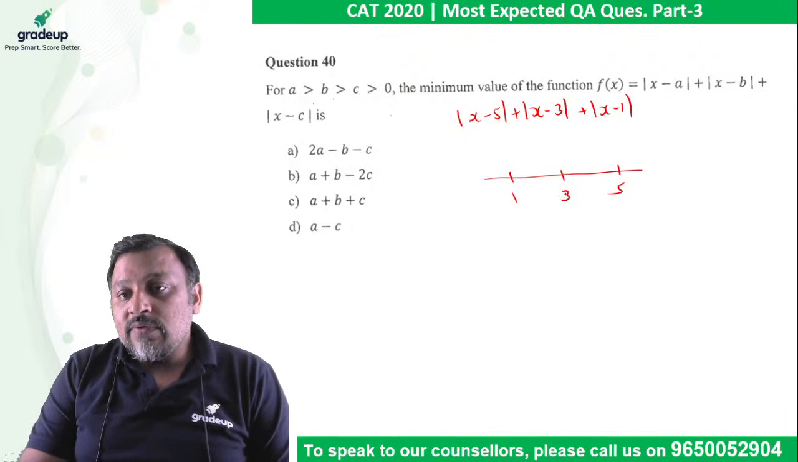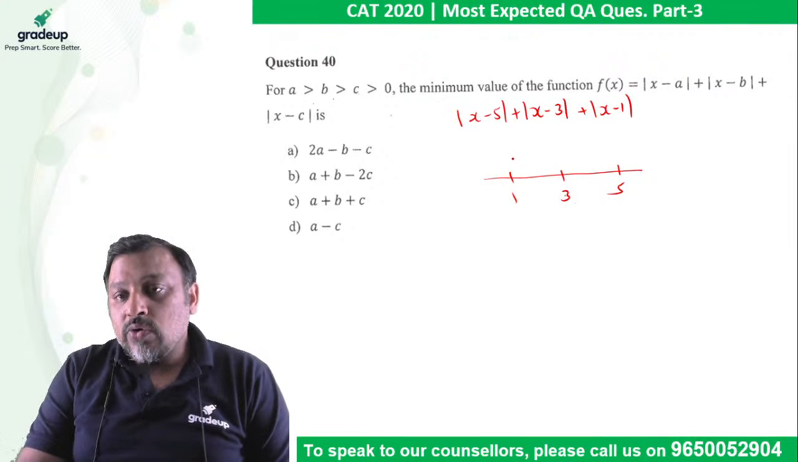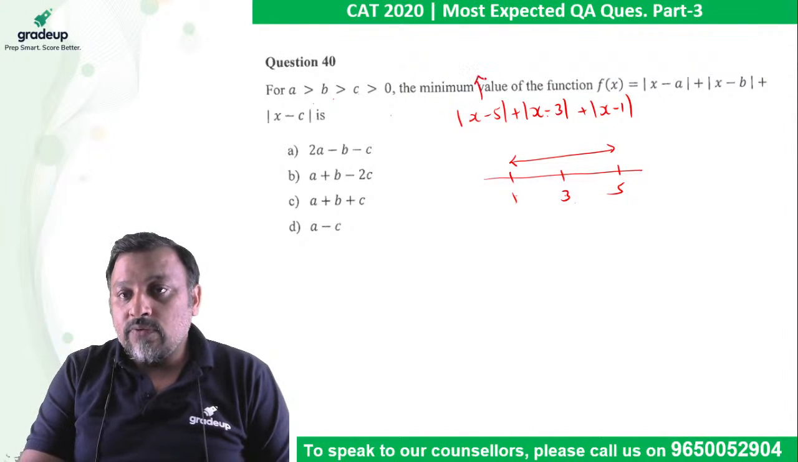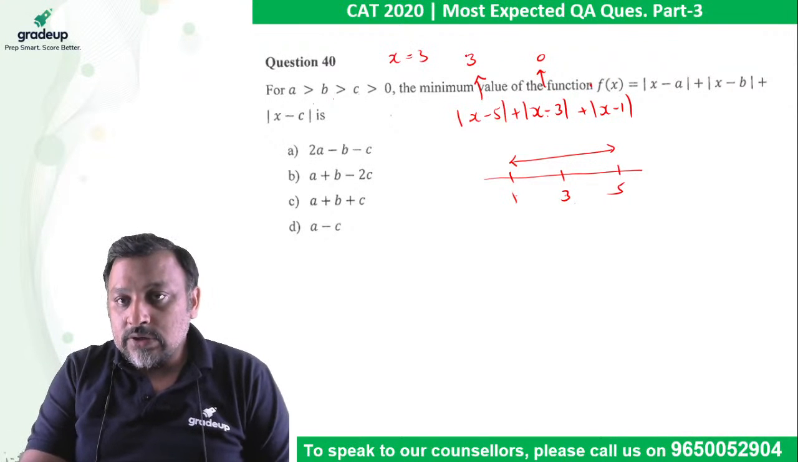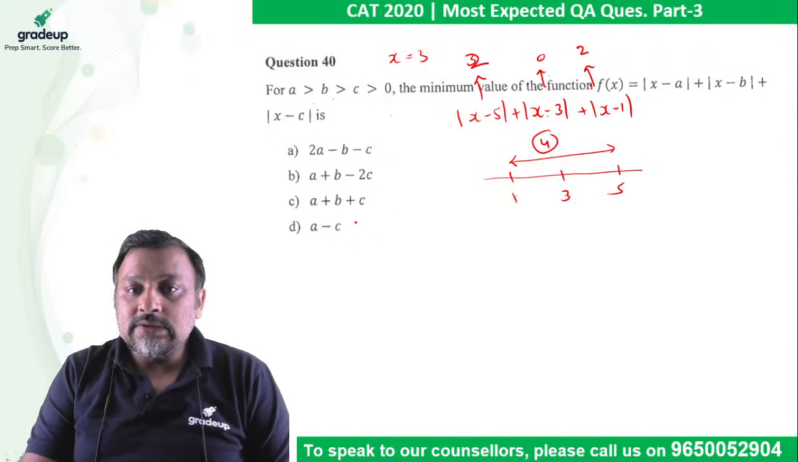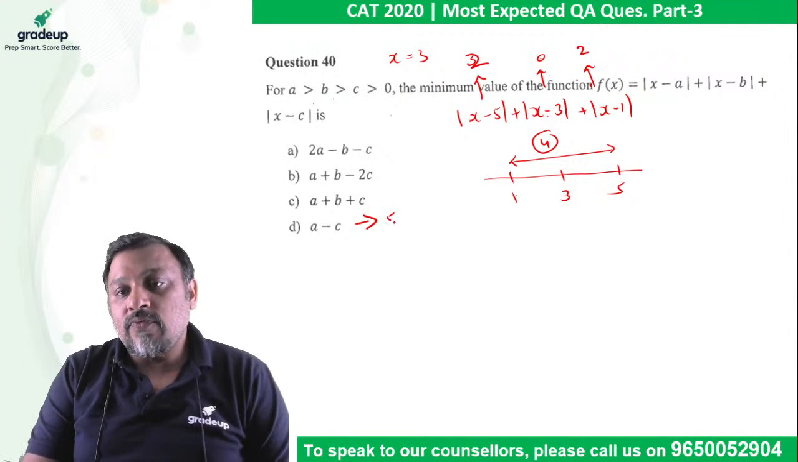Whenever we have an odd number of points, the minimum value is nothing but the difference between the two extremes. If I put x equal to 3 here, this will be 2, this is 0, and this is again 2. So what you'll get is 4. That is this 5 minus 1.